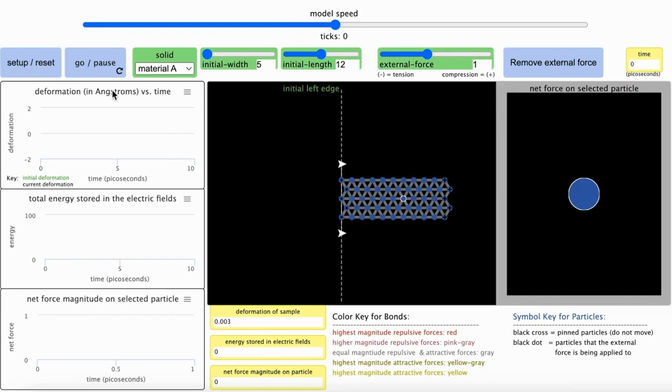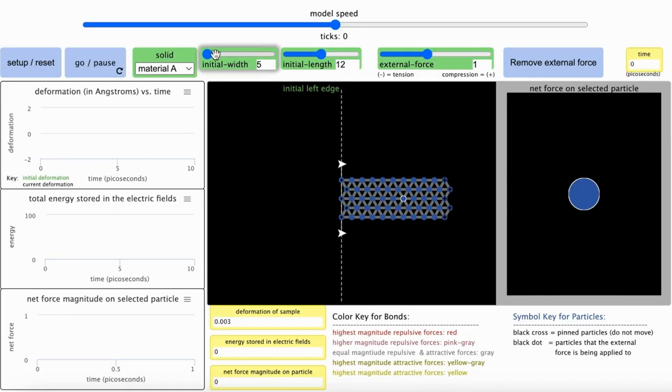This model simulates the effects of applying an external force to a solid at the particle level. Press Setup Reset to initialize the model before running it. A very small sample of solid will appear. Each blue dot represents a particle, either an atom or group of atoms, arranged in a repeating pattern. The lines represent bonds between neighboring particles due to the electrical forces between them.